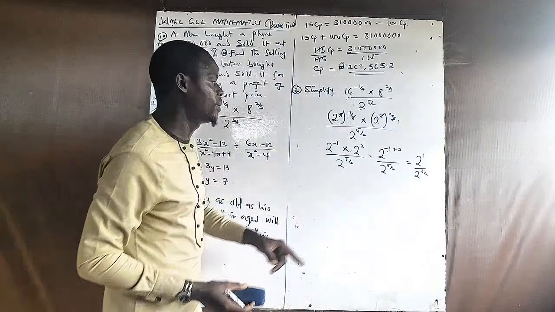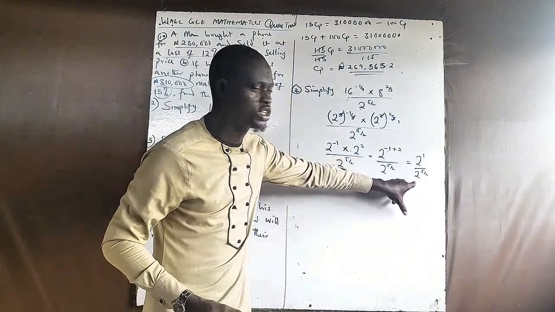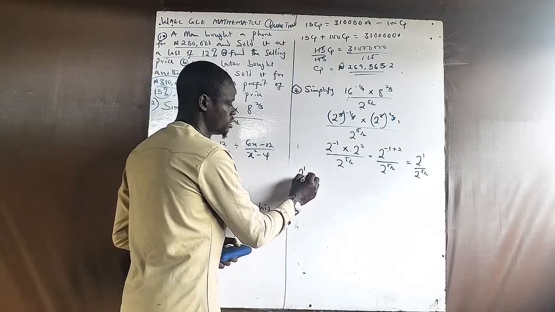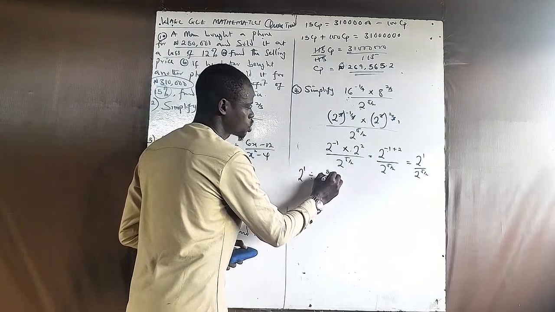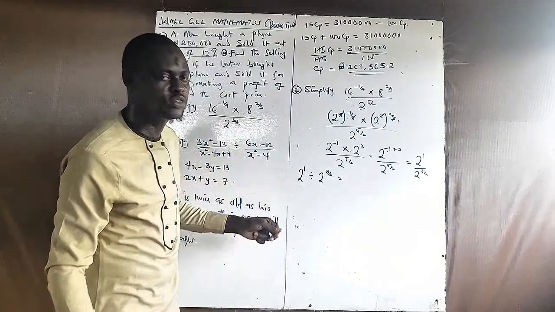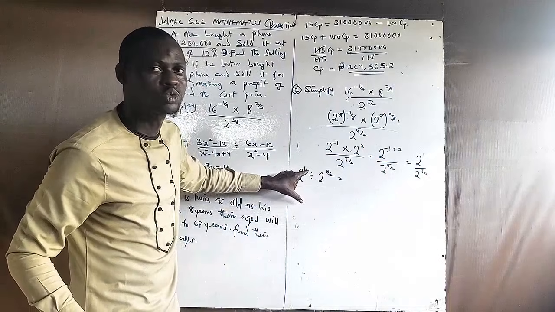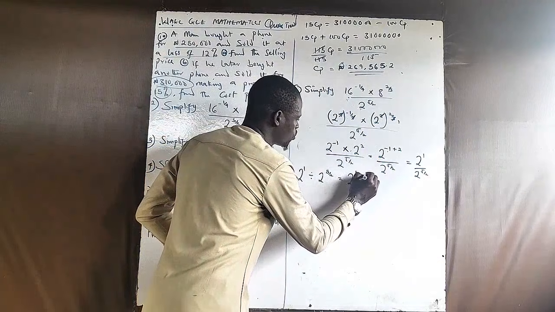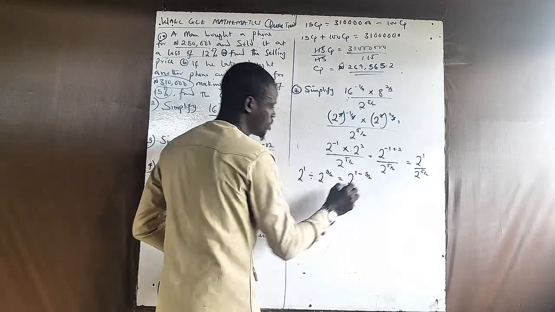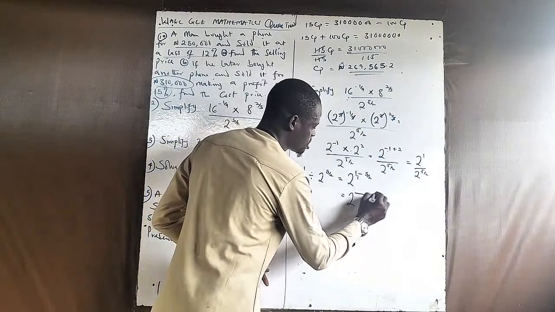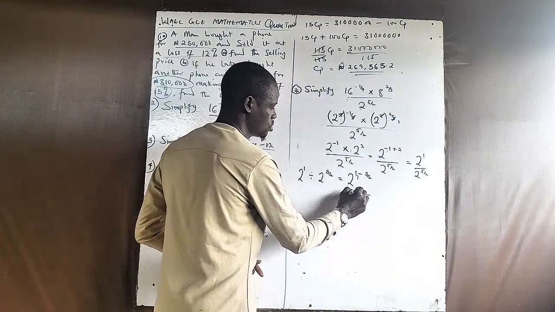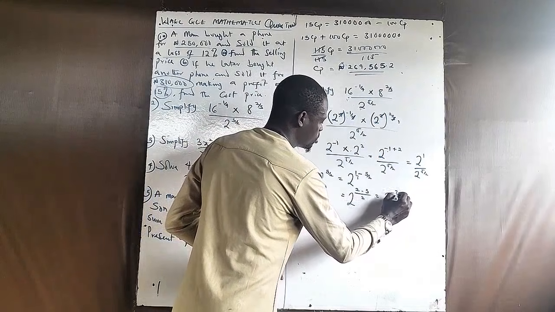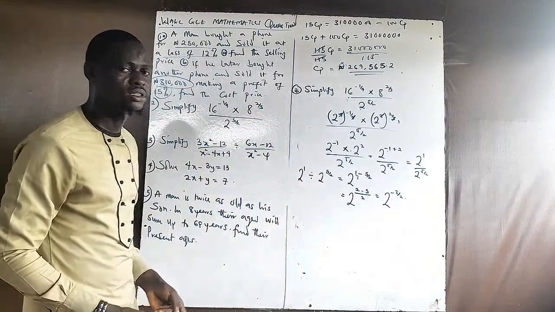Now, applying the law of indices here, this is the law of division. When 2 indices are dividing each other, when I have 2 raised power 1 divided by 2 raised power 5 over 2, then according to the rule of indices, subtract the powers. I'll be having 2 raised power 1 minus 5 over 2. Finding the LCM, I have 2 raised power minus 3 over 2.